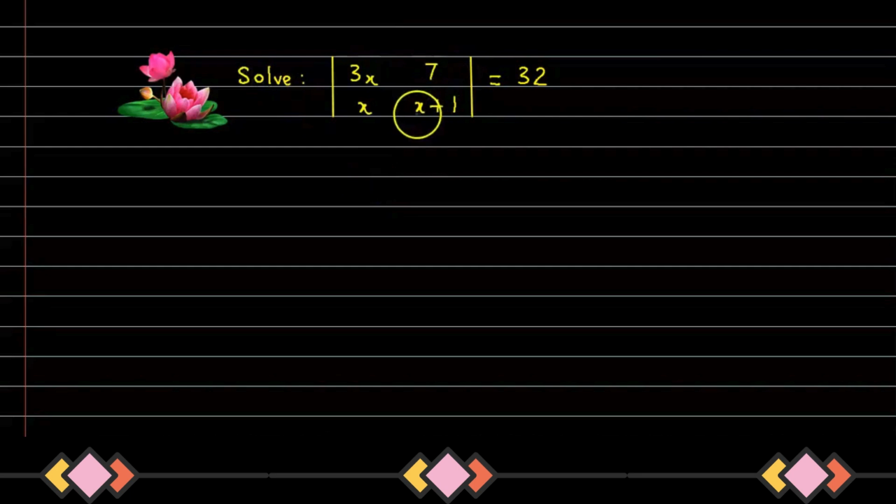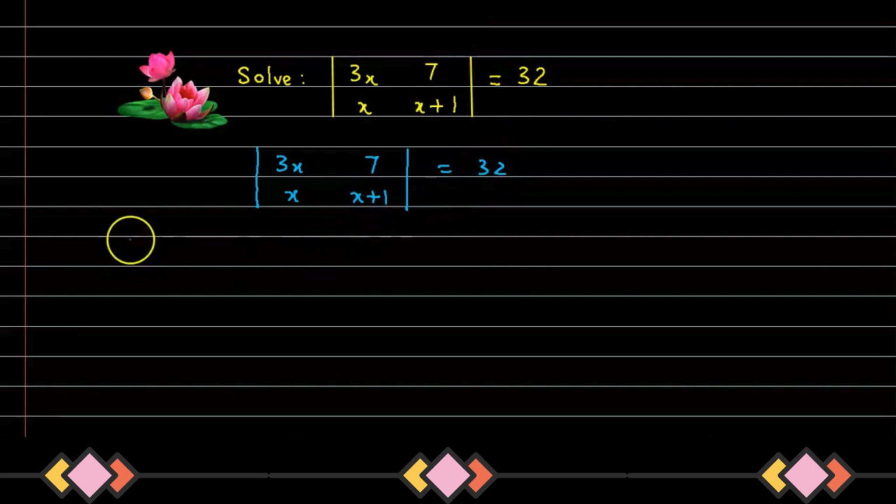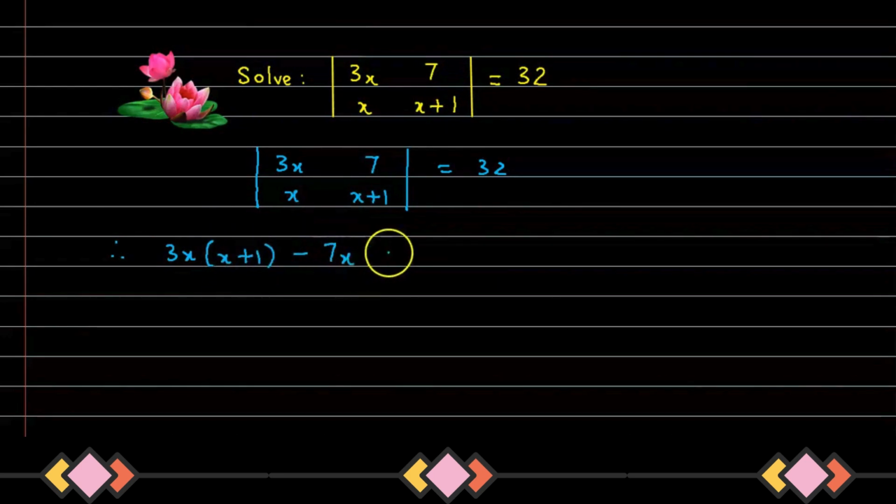Solve the given equation. अब यहाँ पर हमें दिया है determinant of 3x, 7x and x plus 1. ये determinant दिया है and this is equal to 32. तो ये equation हमें solve करना है. So first we expand this. So 3x into x plus 1 minus x into 7, that is 7x is equal to 32.